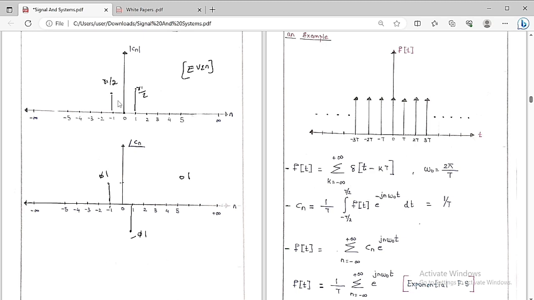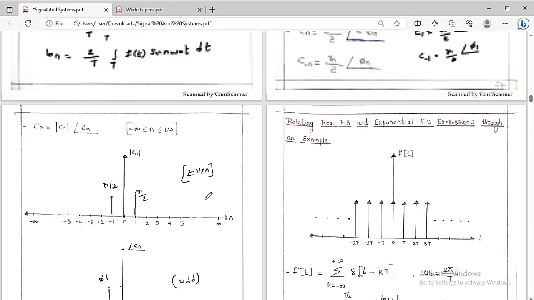So this is an odd function, and this is an even function. So the magnitude spectrum is the even function and the phase angle spectrum is the odd function. This is the thing you always have to keep in your mind.